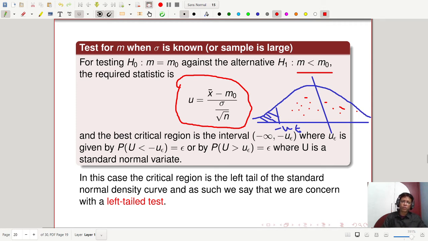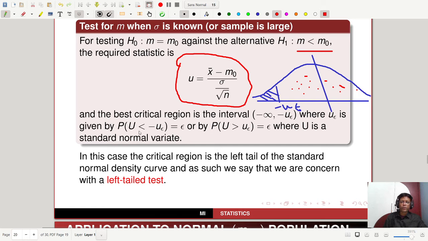Otherwise, you have to accept the null hypothesis. So this is the test statistics and this is the critical region. And your probability of u less than minus u epsilon, or probability u greater than u epsilon, because this is symmetric about origin. U is a standard normal variate. In this case, you have to do the left tail test because the critical region is the left tail of the standard normal density curve.